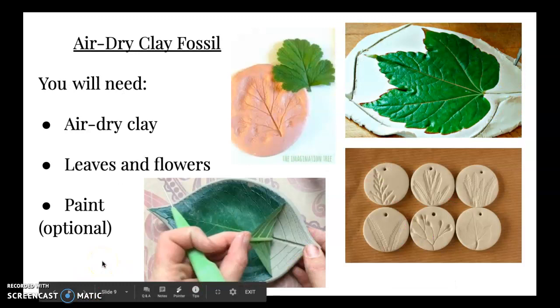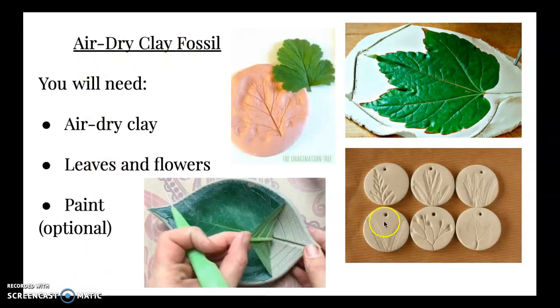Oh wait, there's one more. Sorry. So this is the air dry clay fossil. I don't know if you guys have air dry clay. You can also use Play-Doh. So if you have Play-Doh, you can use it as well. If you don't have it, don't worry about it. This is just an extra one just in case if you really want to do it. You're going to need air dry clay, leaves and flowers, and then paint if you want to.